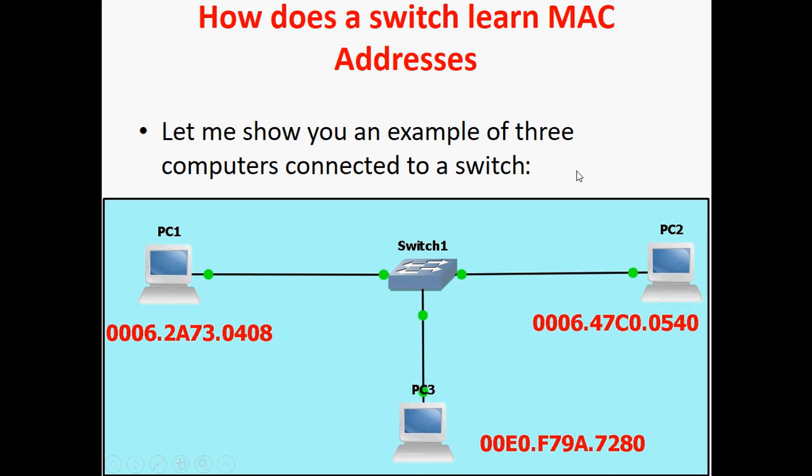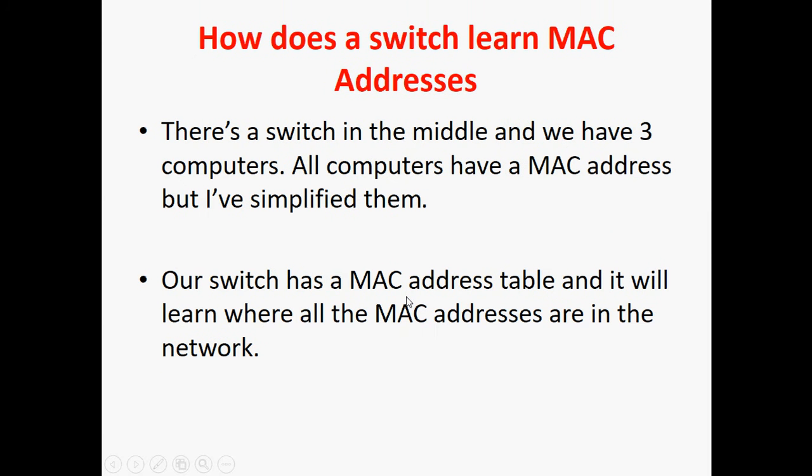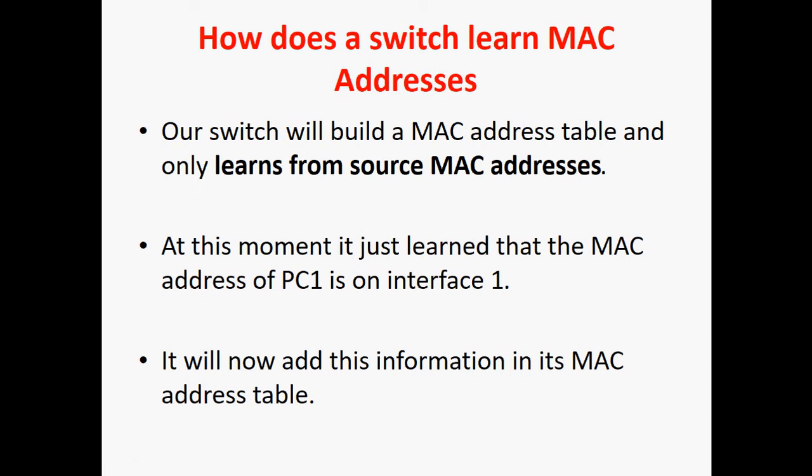Let me show you an example of three computers connected to a switch. There is a switch in the middle and we have three computers. All the computers have a MAC address. Our switch has a MAC address table. It will learn where all the MAC addresses are in the network. Our switch will build a MAC address table and only learn from the source MAC address.